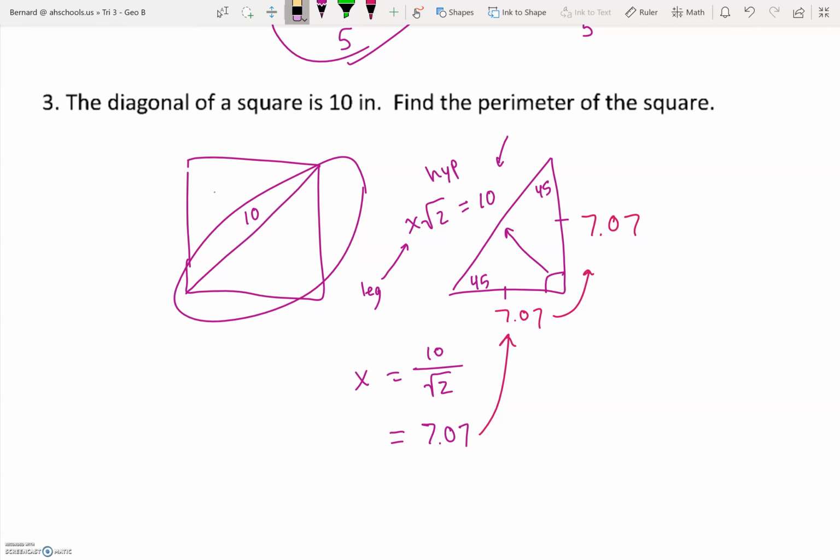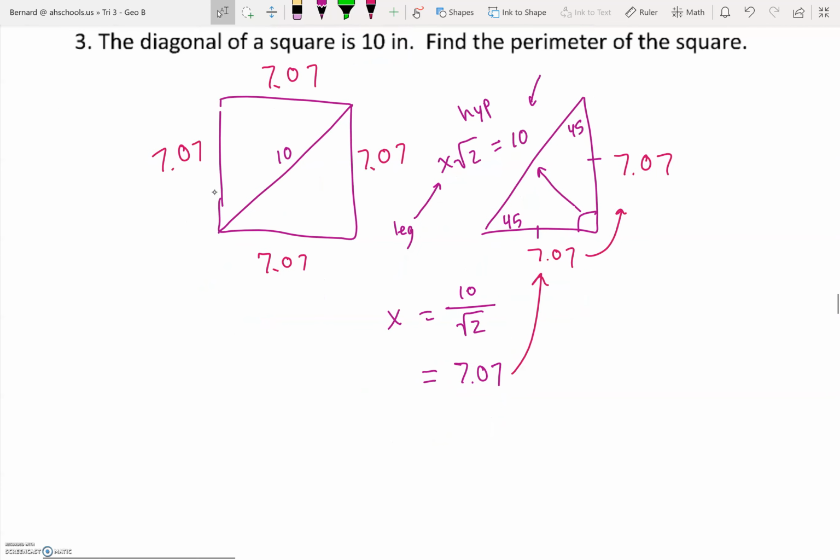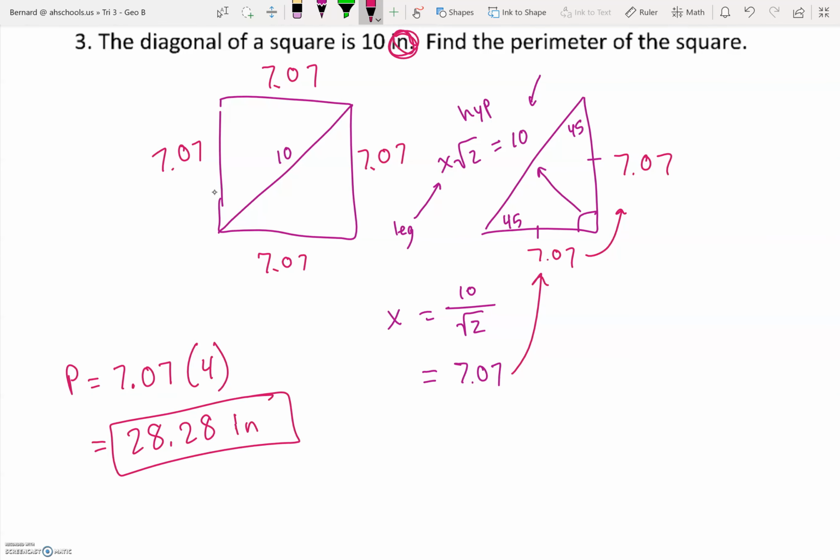And if we come back to our square, remember, all 4 are going to be the same. And so if we add all those 7.07s together, that'll give us our perimeter. Or if we just take 7.07 and multiply it by 4, that'll give us our perimeter. And when we do that, we should get 28.28. Units are inches from up above, so 28.28 inches.